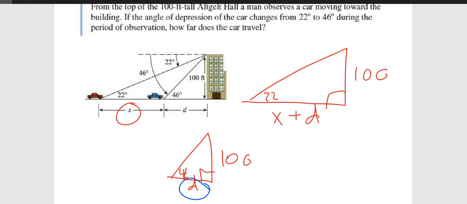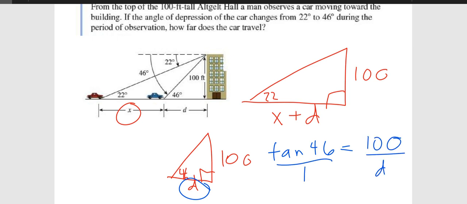All right, so which trig function did you use for D? Tangent, right? So tan 46 equals opposite over D, right? Little cross multiplication there for you. 100 divided by tan 46. 96.6. All right. So we got D equals 96.6.